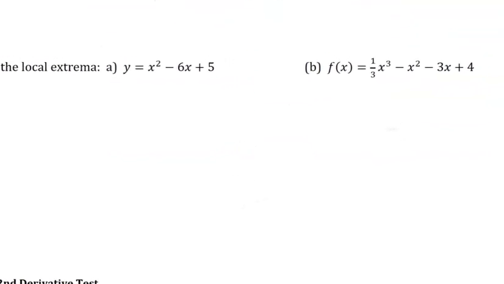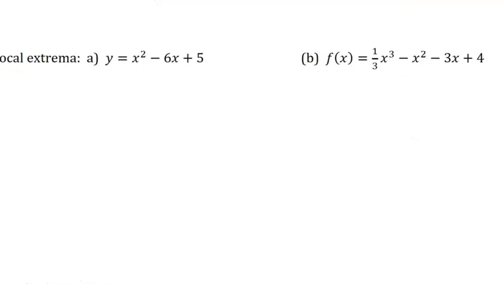I am looking at a parabola. Because I know that's quadratic with a leading coefficient that is positive, I should end up having a min. So let's find this. Okay, so y prime is 2x minus 6. Set this equal to 0. I get x equals 3 as my critical point.